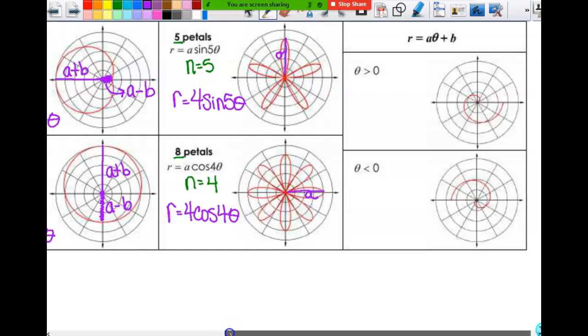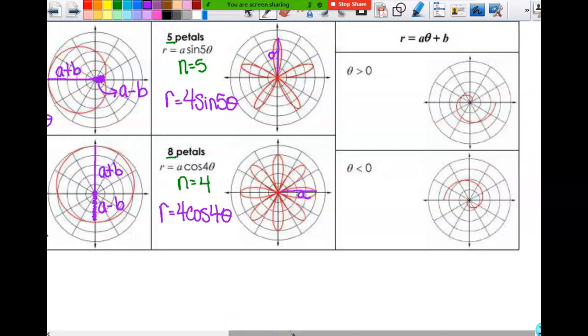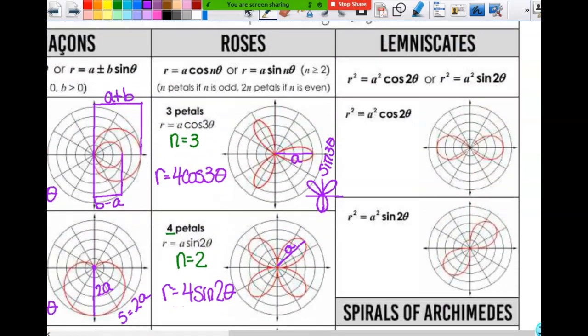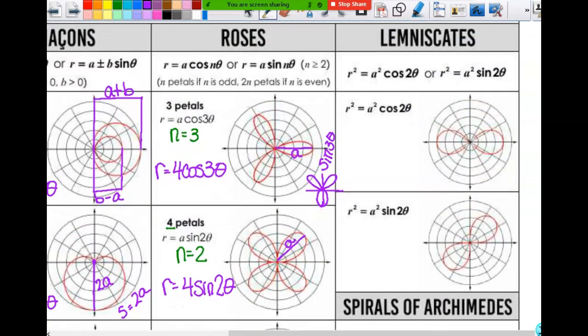All right. So now let's look at the only one that has a squared in it. These are lemniscates. It's a lemniscate, like limp biscuit. Kind of think about the same little voice pattern there. So lemniscates, the only one with the R squared, so they're usually pretty easy to identify. It's kind of like a 2-petal rose, but you don't really have a 2-petal rose. You have a lemniscate. Okay? That's the way it works.